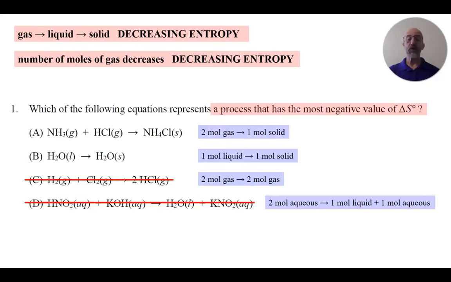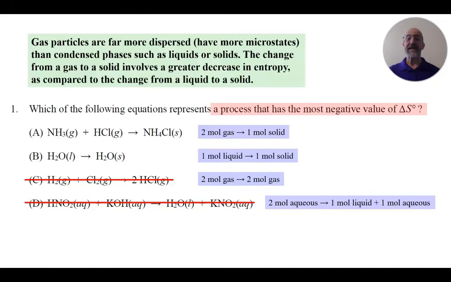So as you probably already know, based on the distance between the particles of a gas compared to the distance between the particles of a liquid or a solid, gas particles are far more dispersed. They have more microstates, they have a greater number of arrangements than condensed phases, such as liquids or solids. So therefore, the change from a gas to a solid involves a greater decrease in entropy as compared to the change from a liquid to a solid. And so that makes choice A the most significant decrease in entropy, the most negative value of delta S. So the correct answer to question 1 is choice A.